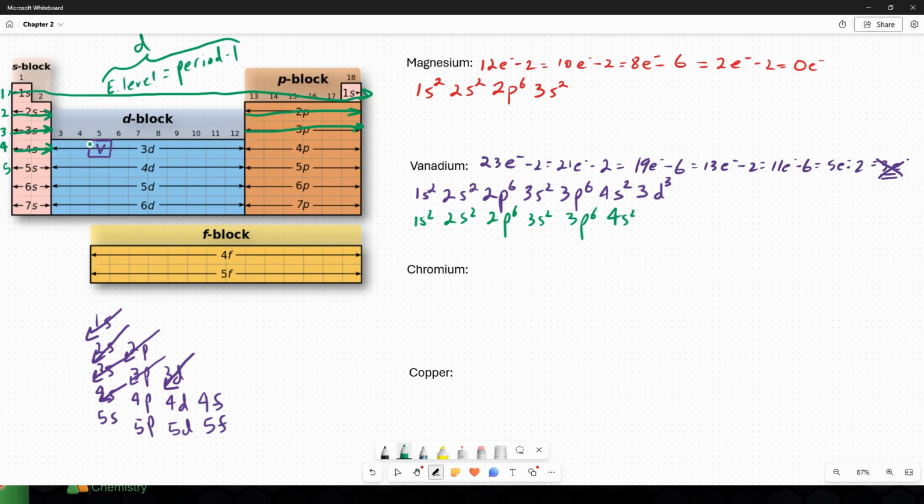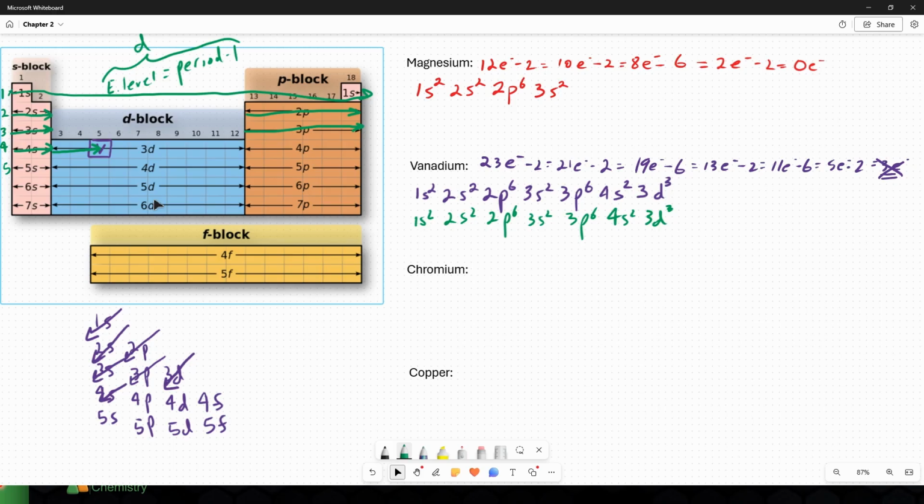And then finally, we go through into the D block. Now we're in the 4th period, but since we're going into the D block, that's 3d. And vanadium is the 3rd element in that D block. So this is going to be 3d3. And that's the electron configuration for vanadium.